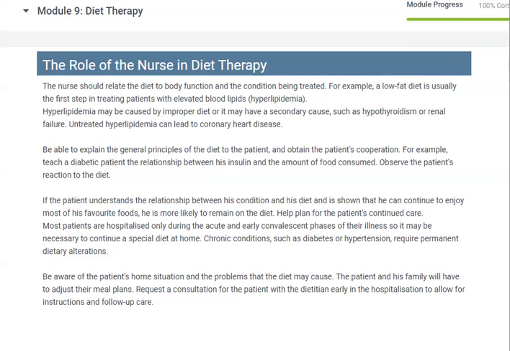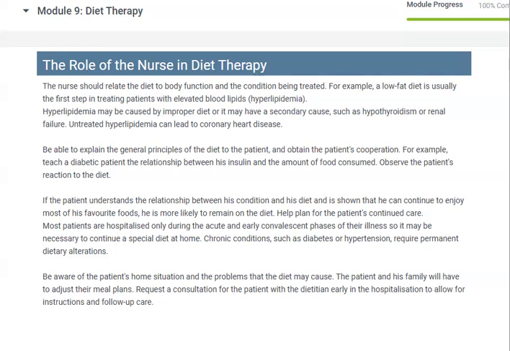Help plan for the patient's continued care. Most patients are hospitalized only during the acute and early convalescent phases of their illness, so it may be necessary to continue a special diet at home. Chronic conditions, such as diabetes or hypertension, require permanent dietary alterations. Be aware of the patient's home situation and the problems that the diet may cause. The patient and his family will have to adjust their meal plans.